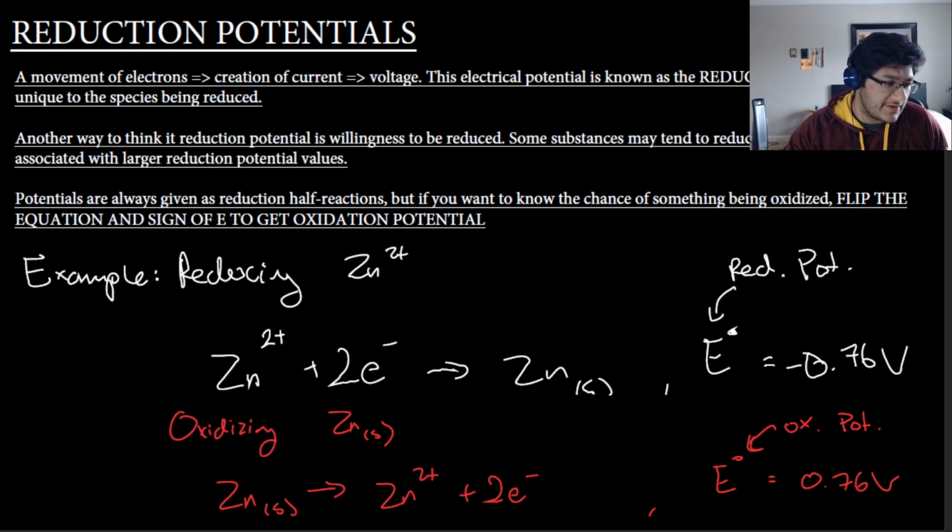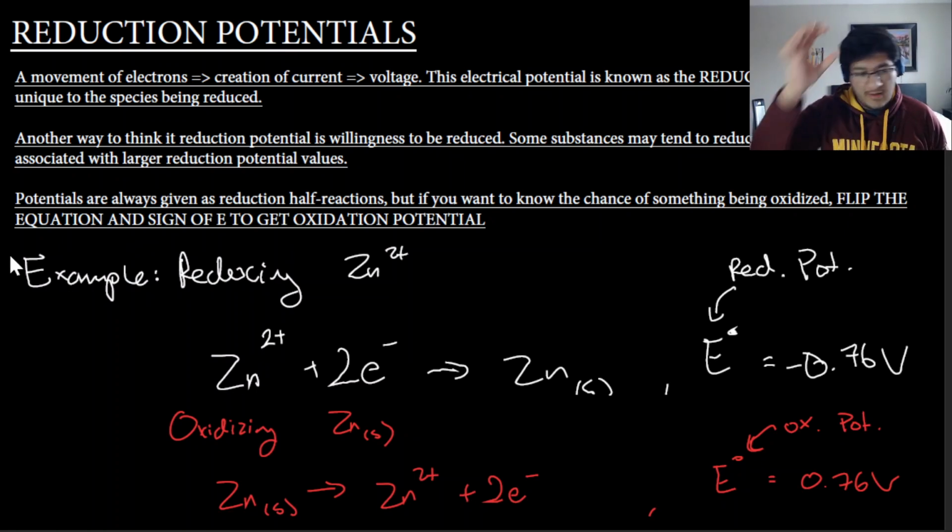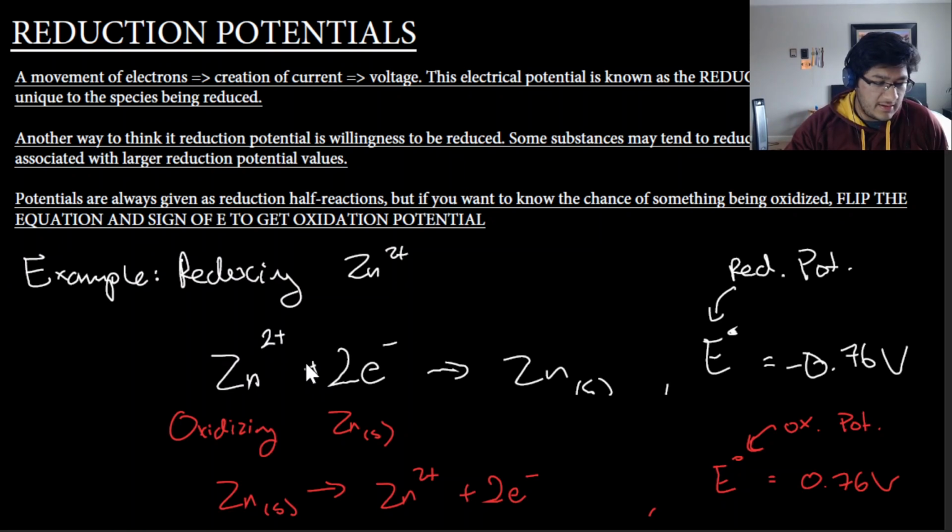So for example, let's talk about reducing Zn2+, zinc 2 ion. So here we have the half reaction, or I guess we could just say the reduction reaction, of Zn2+. We have the gaining of electrons, which leads to the overall oxidation state going from 2+ to 0. Here I can mark 0 over here.